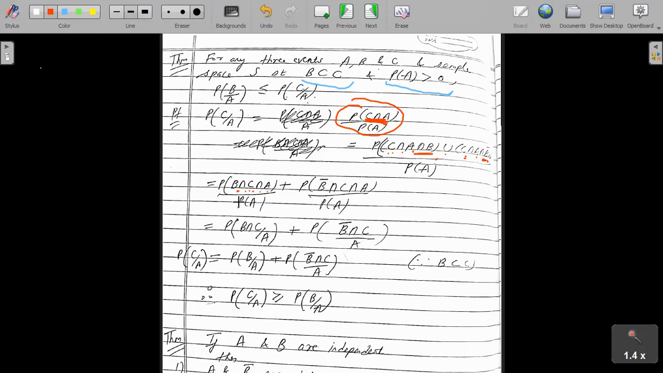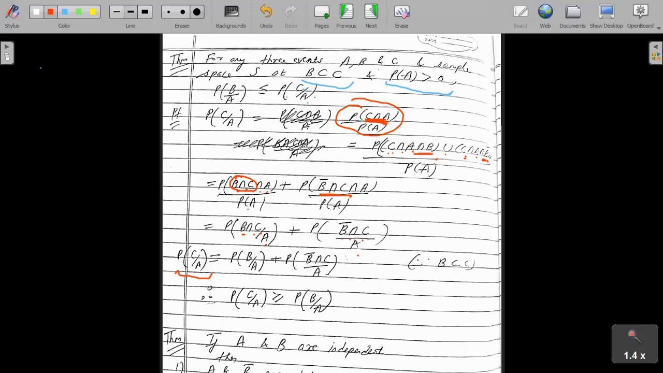So again, now by definition, what is this? B intersection C intersection A over probability of A. So this is nothing but probability of B intersection C given A. And similarly, what is this? This is probability of B bar intersection C given A. So from here what do we get? Probability of C given A.